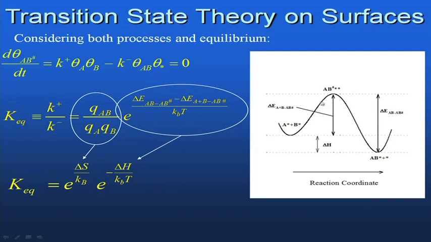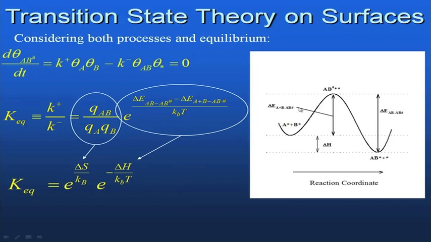And what is this? This is the energy difference between your adsorbed A, adsorbed B, and the adsorbed activated complex. So, this is your adsorbed activated complex, this is your adsorbed A and adsorbed B, this is your adsorbed AB, and one site is kept vacant.